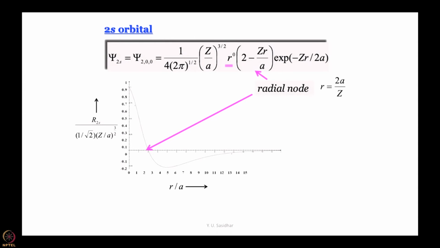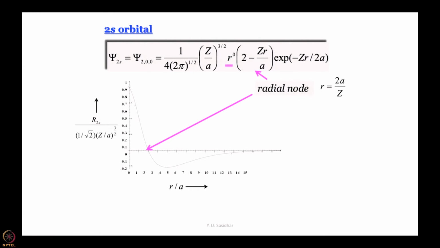Let us go over to the 2s orbital. In 2s orbital what you have is you have r to the power 0, it is fine, 2 minus zr by a polynomial of first order multiplied by the exponential term. The difference between this exponential term and the earlier one is that here in the denominator you have a 2, right. So, the fall off is supposed to be faster.